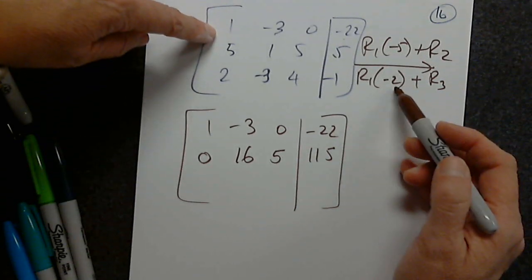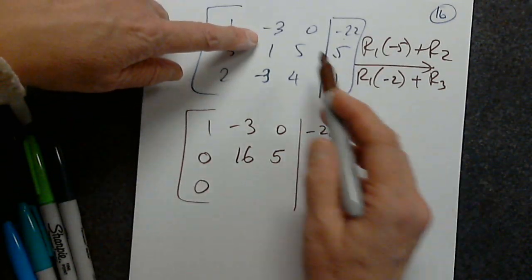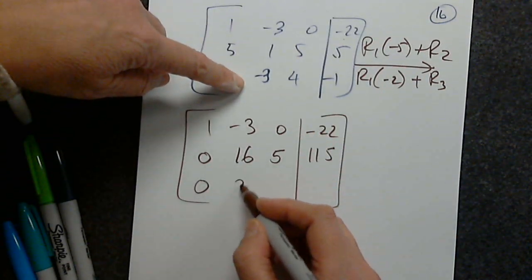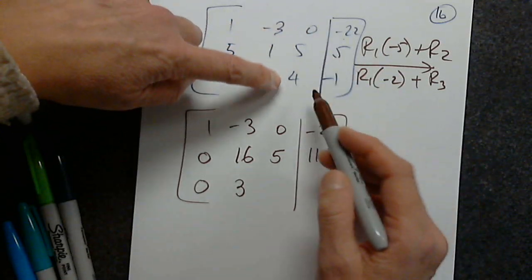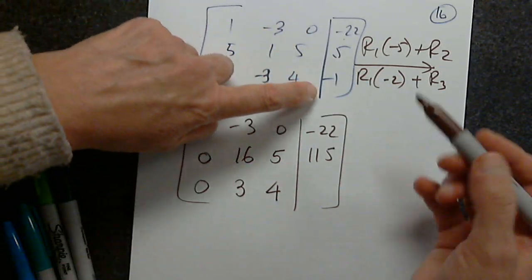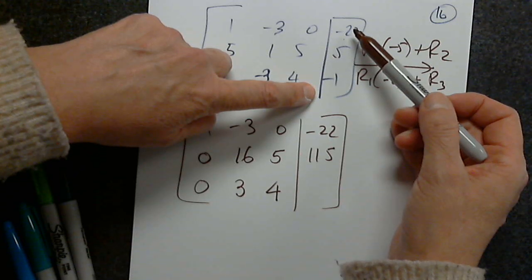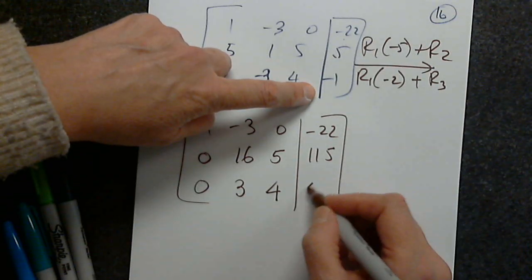Next one, 1 times negative 2 plus 2. Positive 6 minus 3, 3. 0 plus 4, 4. 44 minus 1, 43.